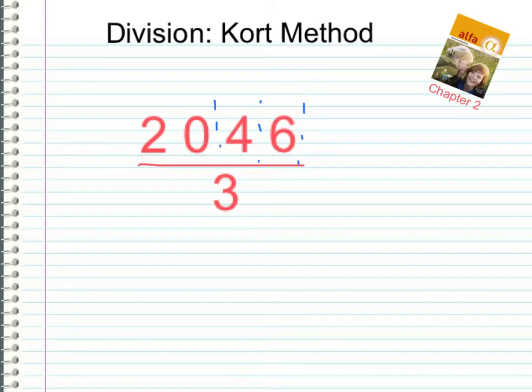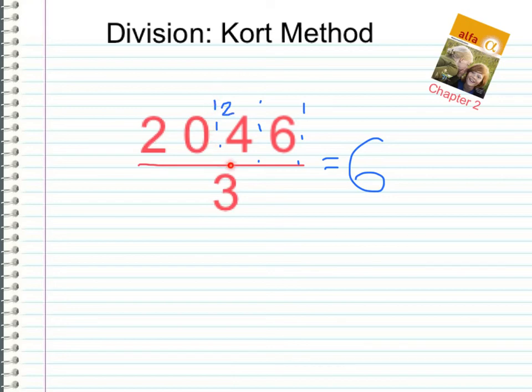So, does 3 fit into 20? It does. Let's count up. 3, 6, 9, 12, 15, 18. So that's 6 times. And if I go an extra one, it's going to be too high. So the first digit for my answer will be 6. Now, 6 times 3 is 18. How many more to get to 20? I've got to go up an extra 2 to reach 20.